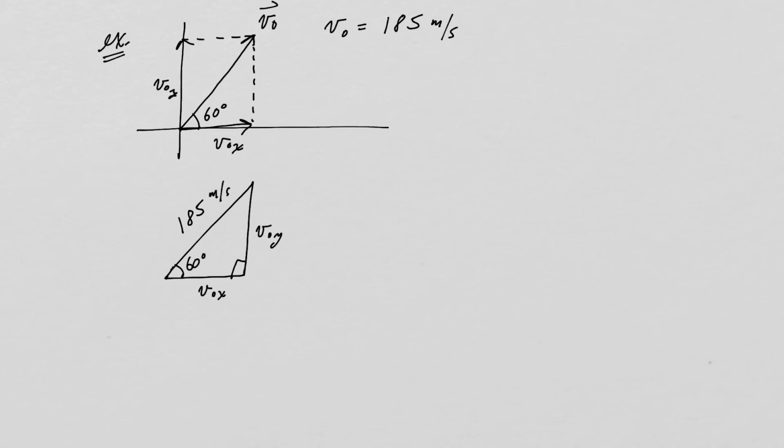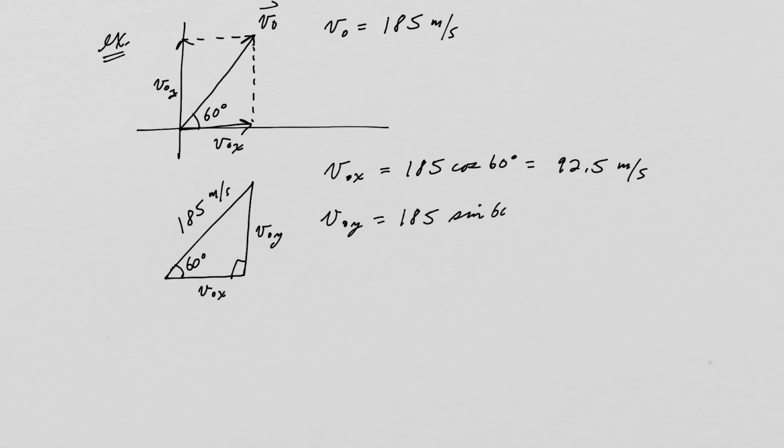So if you want to find v naught x, since it's adjacent to the hypotenuse, it's going to involve cosine. So v naught x is going to be 185 times cosine of 60 degrees, and that turns out to be 92.5 meters per second. And then v naught y is going to be 185 times sine of 60, and that will end up being 160.2 meters per second. So make sure you know how to do that. Make sure you know how to find the components of a vector.